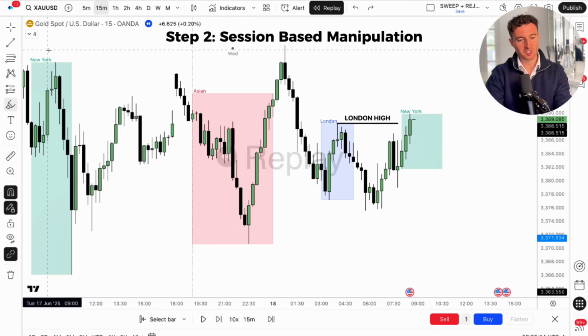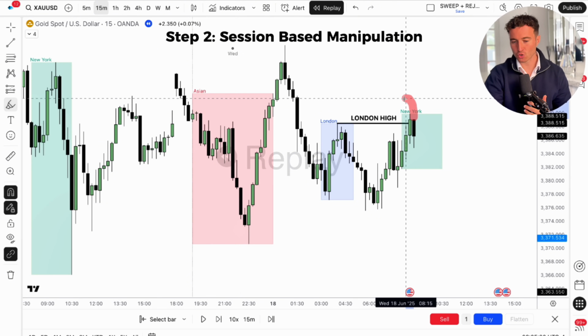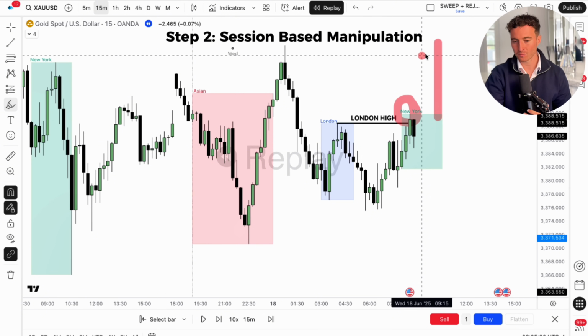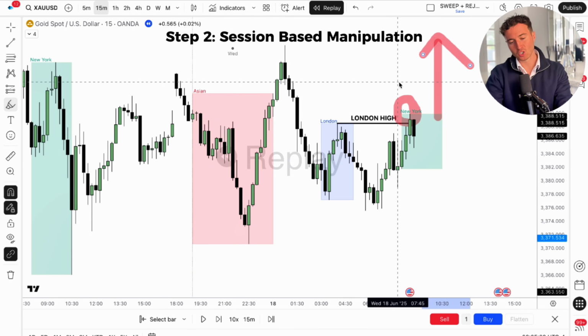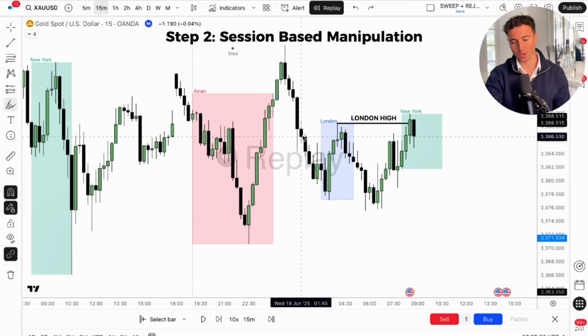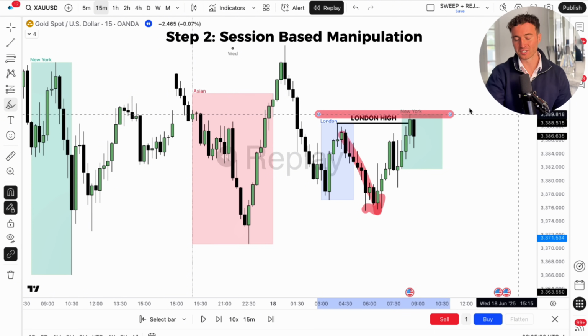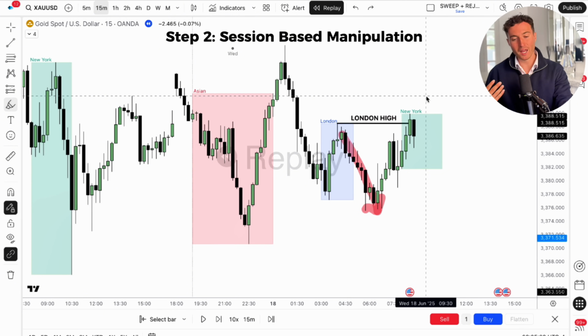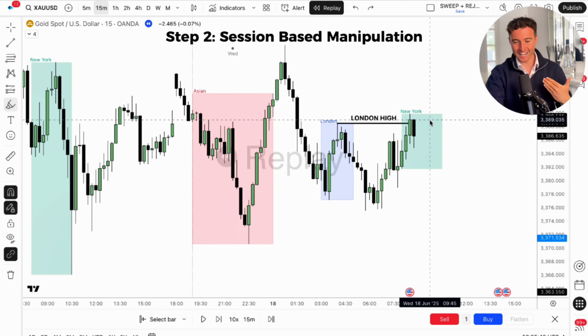And so we're starting to see the manipulation. So what this is going to be doing is inducing traders long into the market, thinking that this is a breakout to the upside. And this is also going to be stopping out any early sellers. So any sellers from the London session, their stop losses are going to be resting above the London session high. And so this is going to be manipulating traders on both sides of the market, right? Sellers are being manipulated out of their positions and buyers are being manipulated into positions thinking that the market is going to go higher.